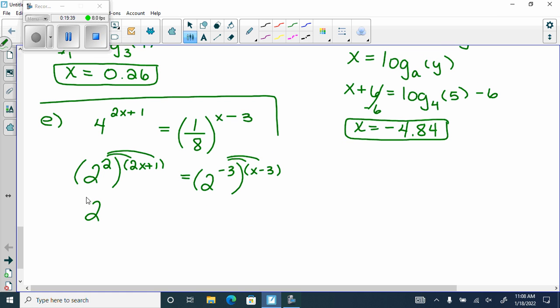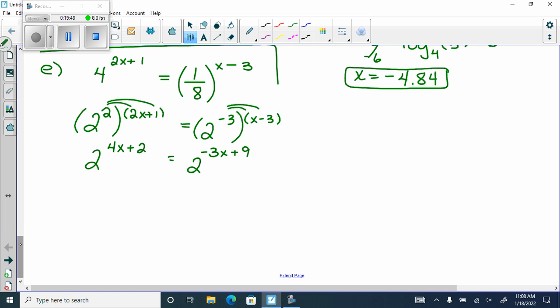So we have 2 to the 4x plus 2 equals 2 to the negative 3x plus 9. And then when I have the same base, I can write my exponents equal. So I go 4x plus 2 equals negative 3x plus 9.